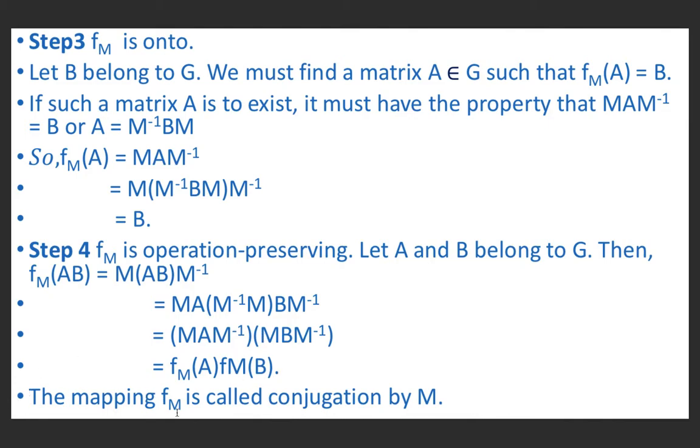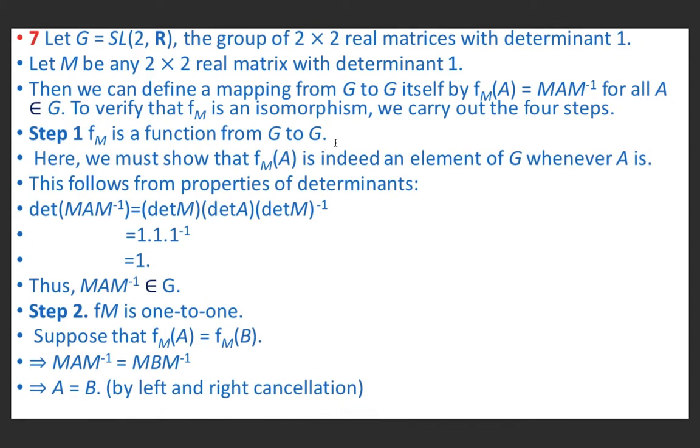So the mapping F_M is called the conjugation by M. So we have demonstrated that F_M is an operation preserving mapping. It is 1 to 1, it is onto, it is a function. So we have proved all the 4 steps. It means for the group G, we have proved that F_M is an isomorphism, because all the properties are satisfied.